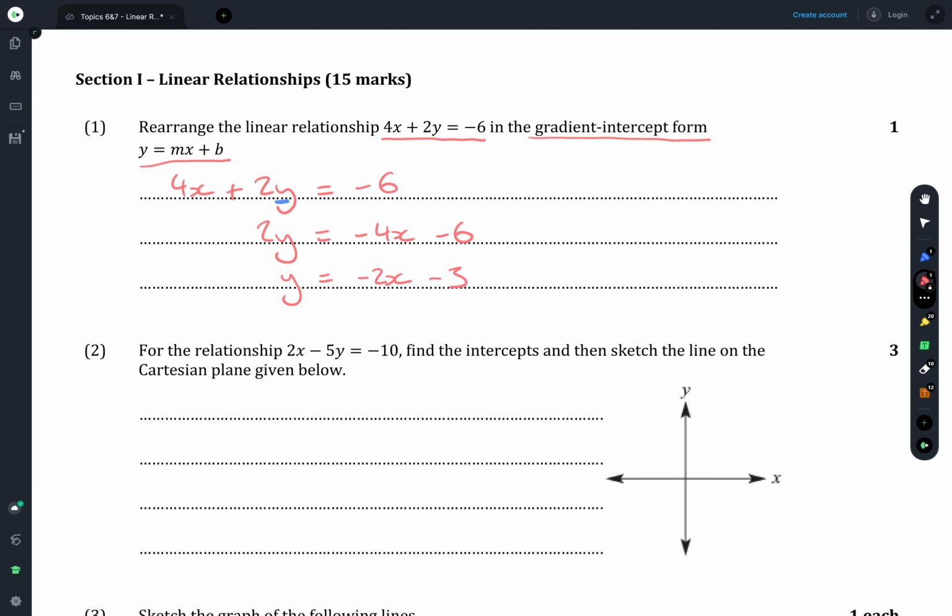And that's your answer. So now we had our equation originally in a different form, and it's now written in the form y equals mx plus b. And from this, we can say that the gradient is equal to negative 2, and the y-intercept is negative 3, which is the point of rearranging.